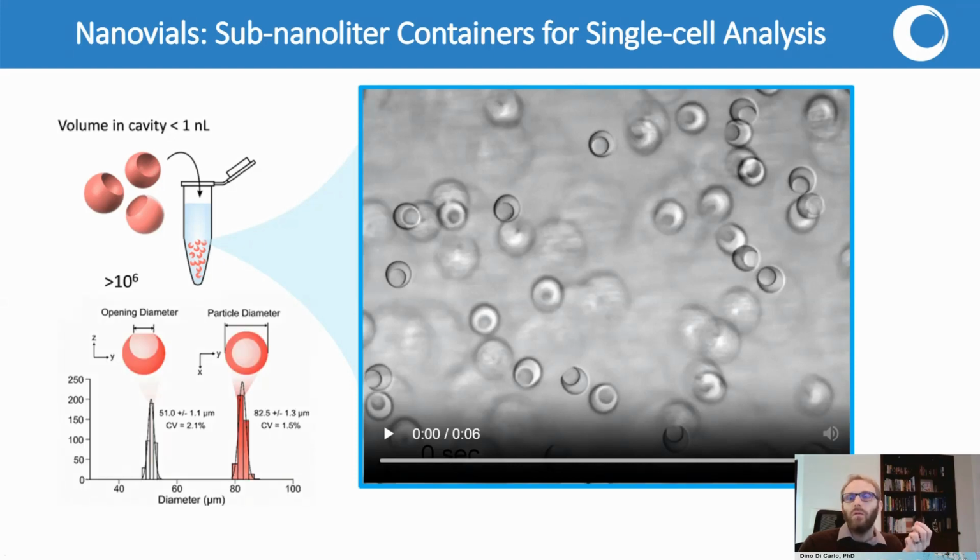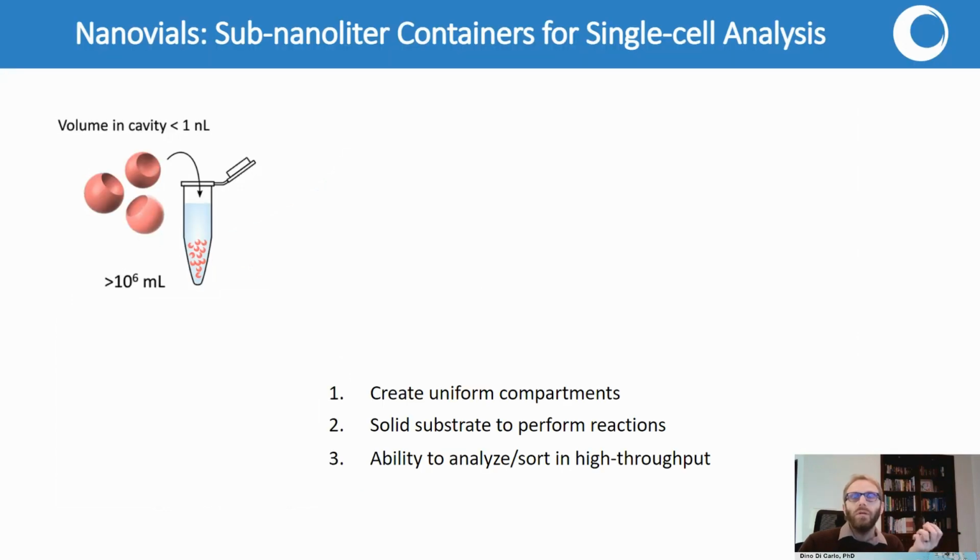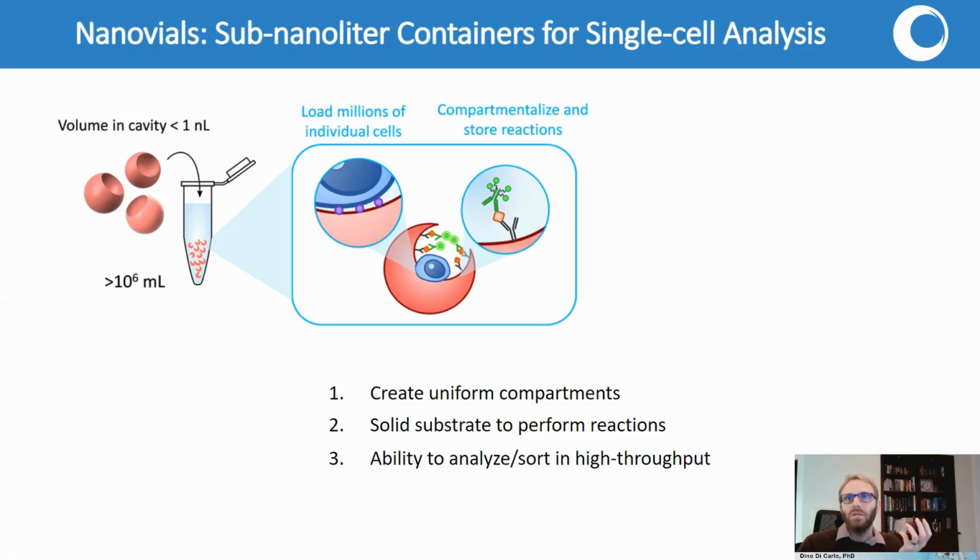You can make them in very uniform ways, and we actually use microfluidics to make them. So what do these nanovials do? Well, they create uniform compartments to hold the cells and capture their secretions. They have that solid substrate so that you can perform reactions. So you can capture the things that the cells are secreting. You can add reagents to label what is being secreted. And then they have the ability to be analyzed and sorted in high throughput using traditional cytometers.